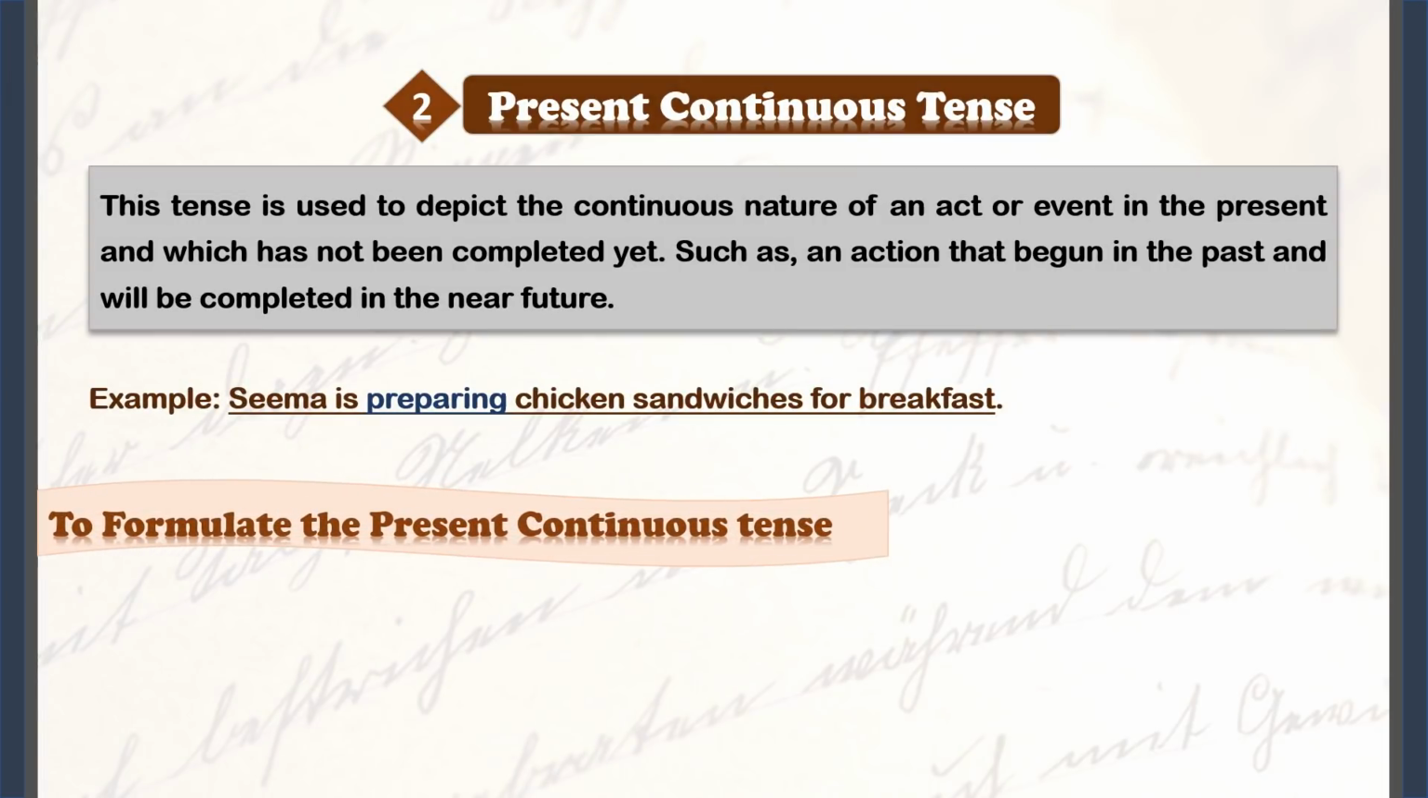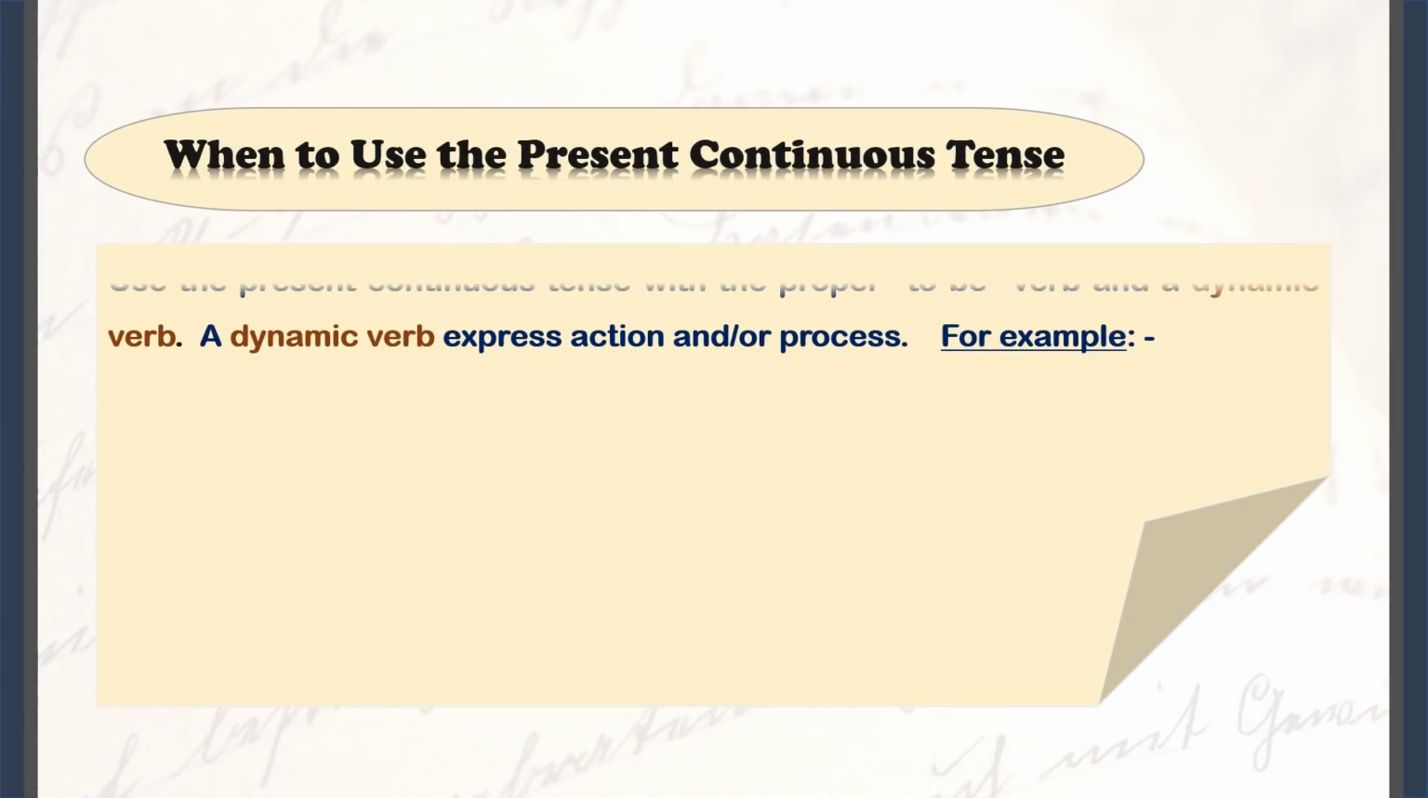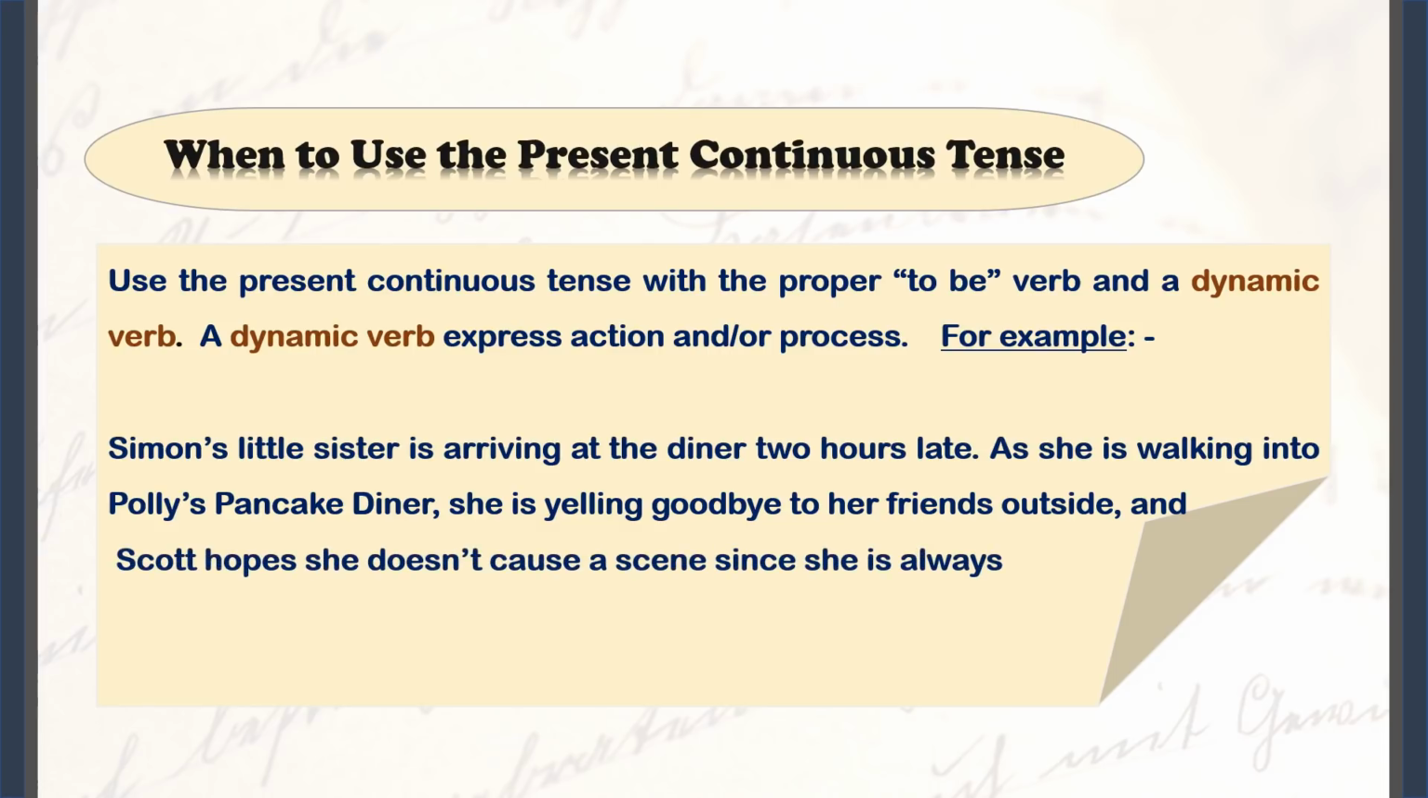The formation or structure of present continuous tense is as follows. Subject plus am, is, are plus verb with ing to show continuity of an action plus object. Let us look when to use the present continuous tense. Use the present continuous tense with the proper to be verb and a dynamic verb. A dynamic verb expresses an action or a process.